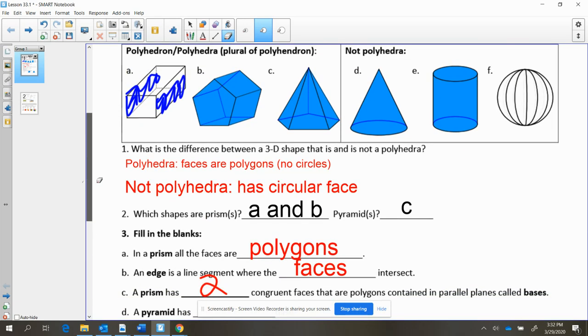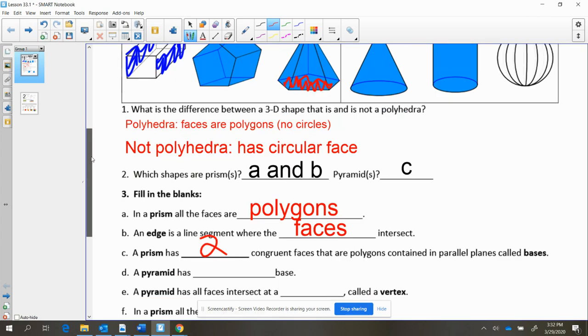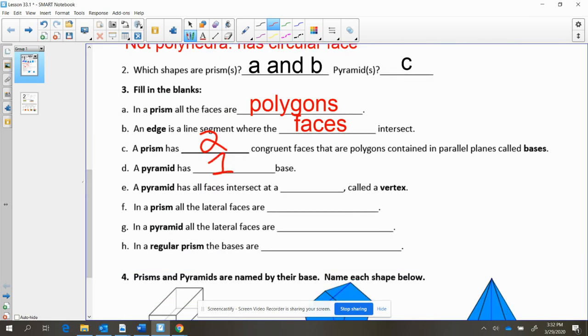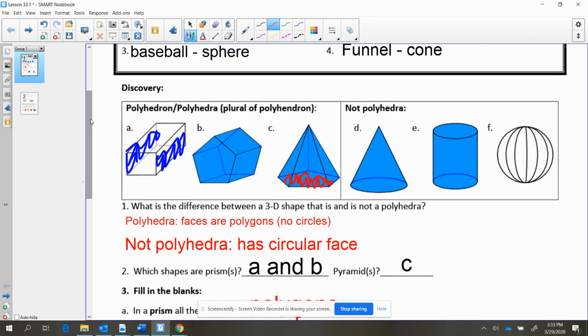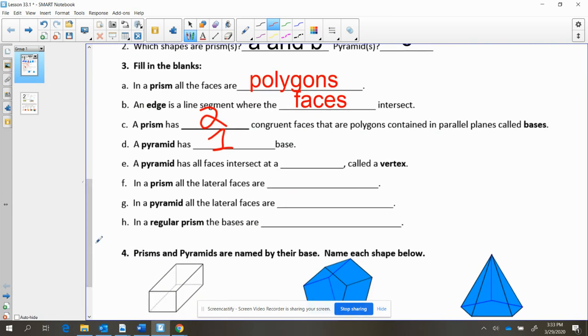Now our pyramids, so if we look over at example C, the pyramids have just one base. Okay, they only have one base. So unlike our prisms, they will only have one base. And the pyramid has all faces intersect at a point, and this point is called the vertex. So in example C, our point up here is that vertex up top. So again, they intersect at a point called a vertex.